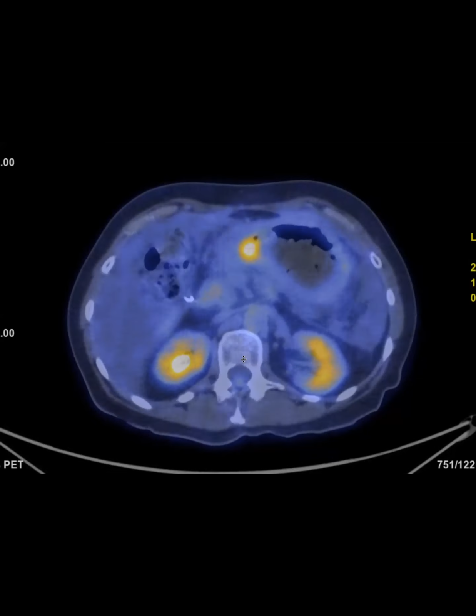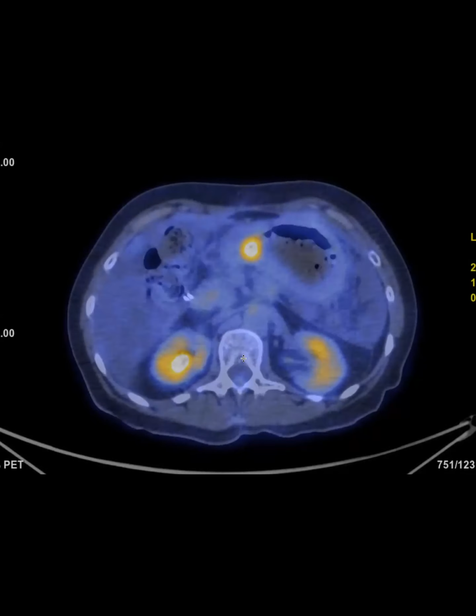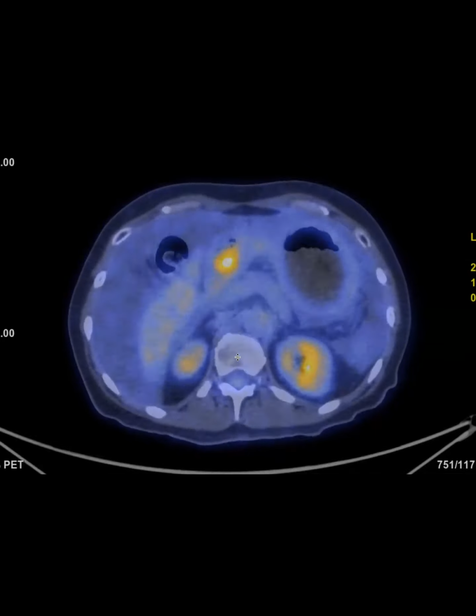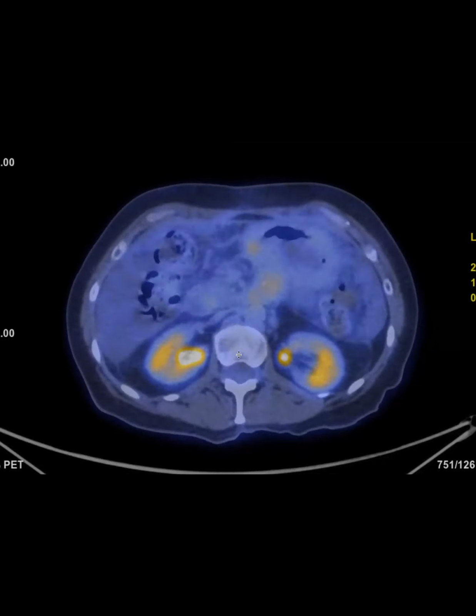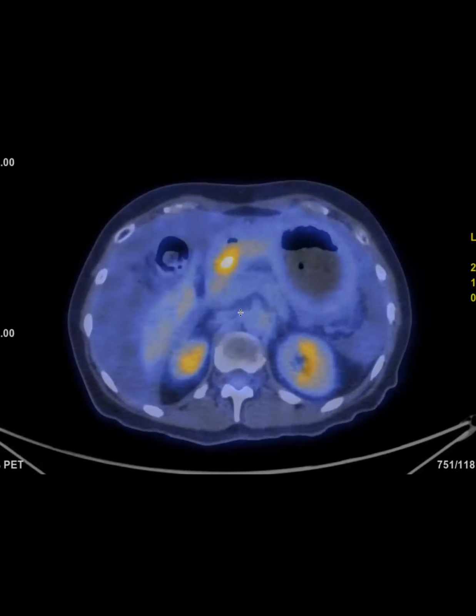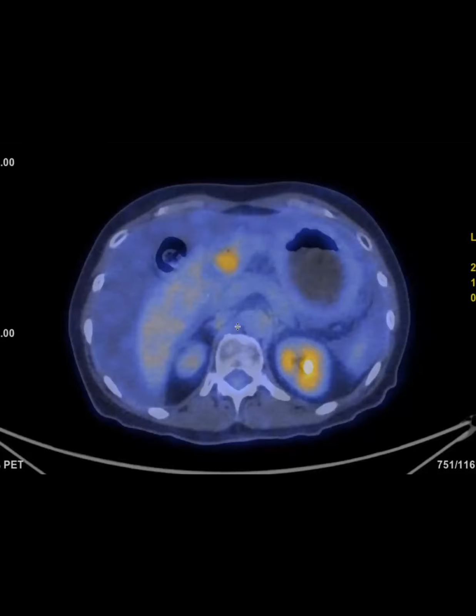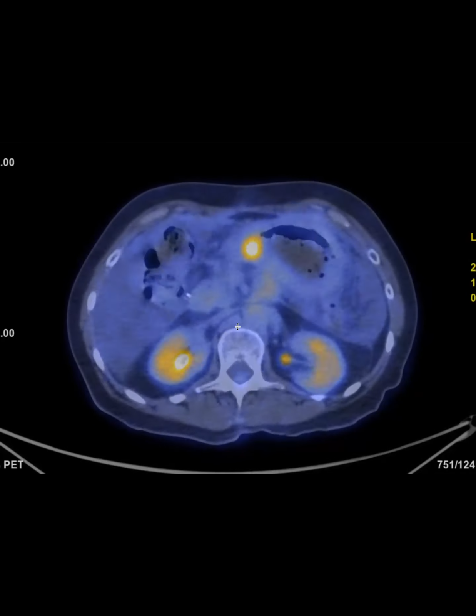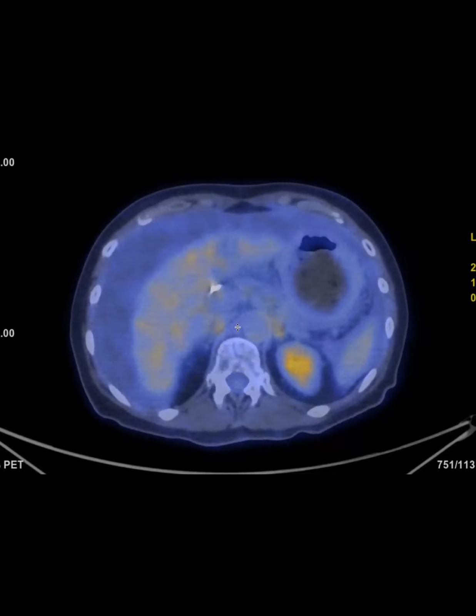So are you saying recurrence versus it just wasn't fully treated? Yeah, or viable. Sorry, tumor progression. I don't know, residual disease, is that the right word? Residual versus recurrence, because of the time interval between scans. If it looked like it was totally gone, then you probably call it recurrent.